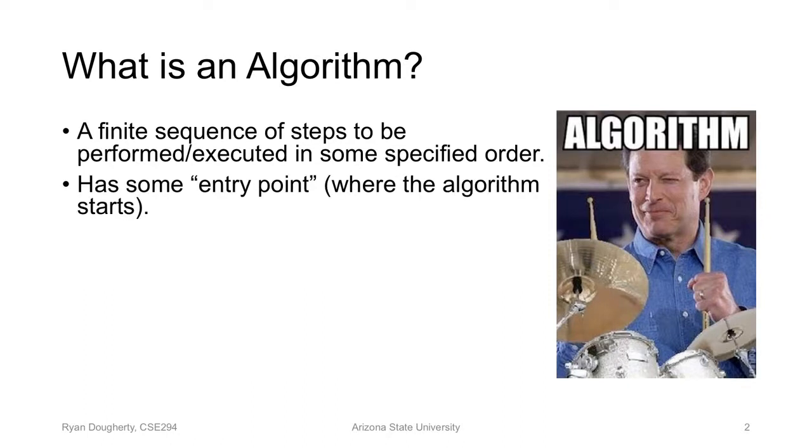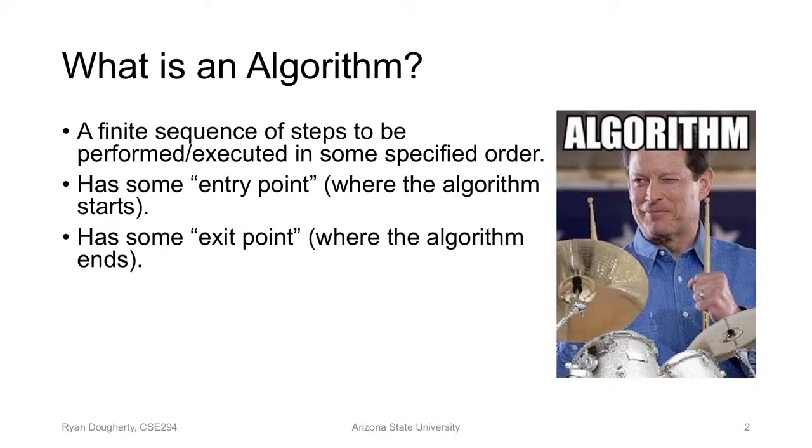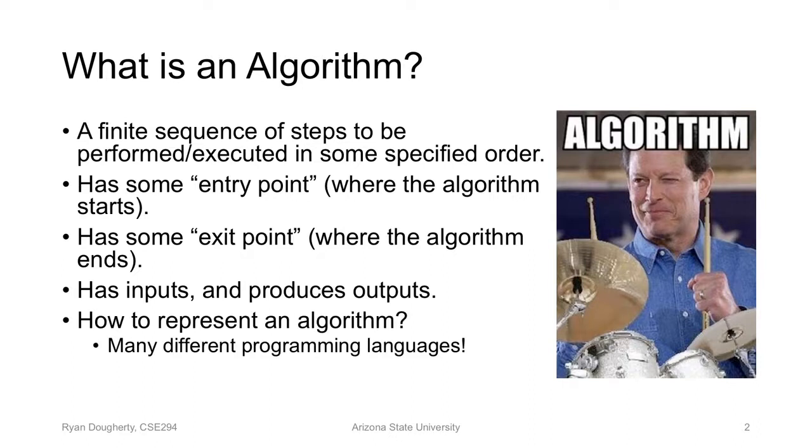There's some entry point where it's well defined where the algorithm starts. So again, it's not just start at some random place. There is a specified entry point. And as you imagine, there's an exit point also where the algorithm ends. And algorithms have some inputs, either no inputs at all, or some inputs, and it produces some output based off the input. It follows those steps in some order, and it produces some output based off the input.